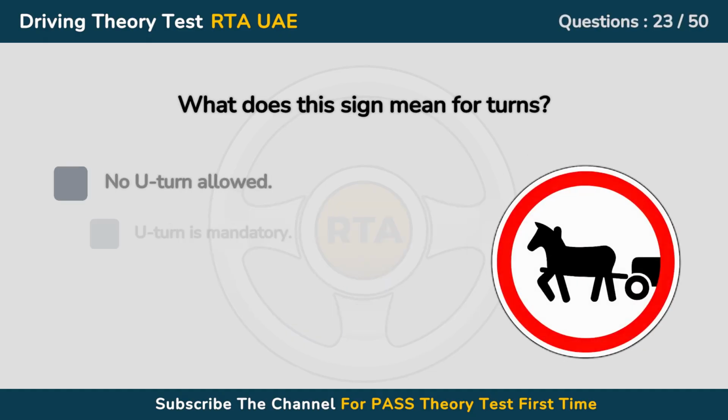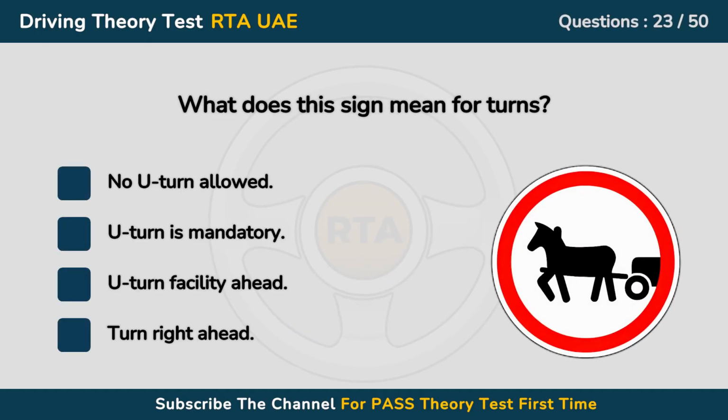Question 23. What does this sign mean for turns? A. No U-turn allowed. B. U-turn is mandatory. C. U-turn facility ahead. D. Turn right ahead.